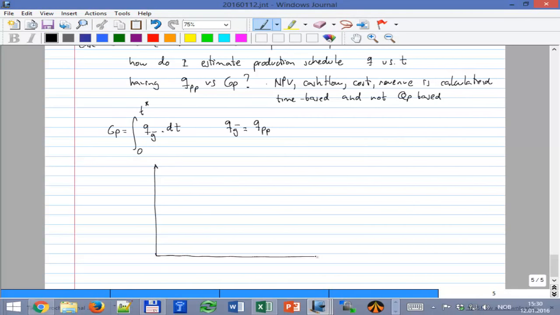We have GP versus QPP. And if I want to calculate, for example, this section here, this area, what rule did you remember that we used in kindergarten to calculate the area? Trapezoidal. Okay, so what does the trapezoidal rule say? Well, let's put numbers here. Let's say QPP of I minus 1, and then QPP of I. And here we have GP of I and GP of I minus 1. We're saying that the I point is here. And how do we calculate now the area?